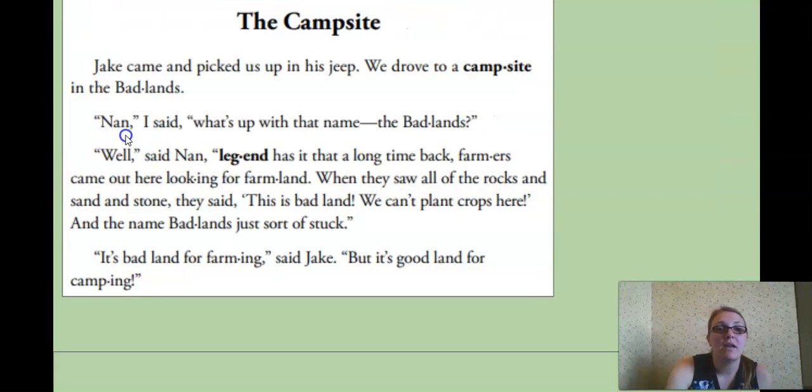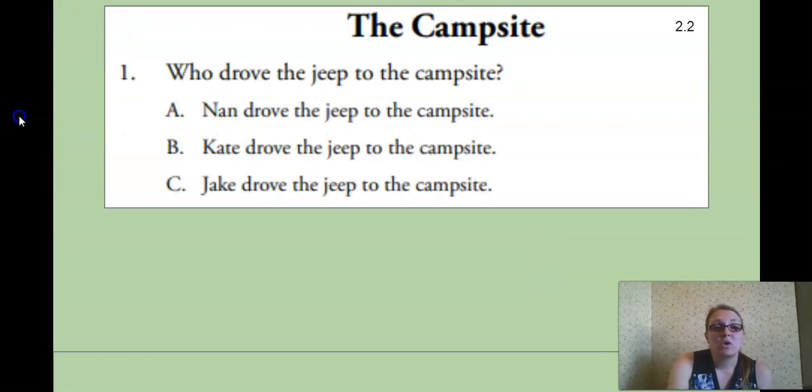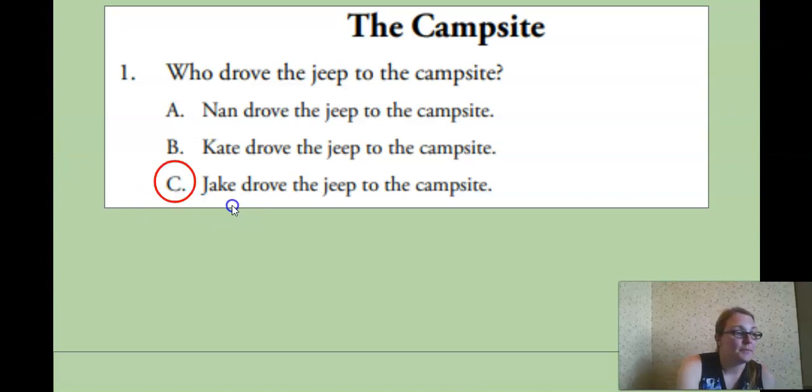Let's go back and look. Jake came and picked us up in his Jeep. So if Jake is picking them up in the Jeep, he is the one driving. So to answer this question, it is C, Jake. Good job.